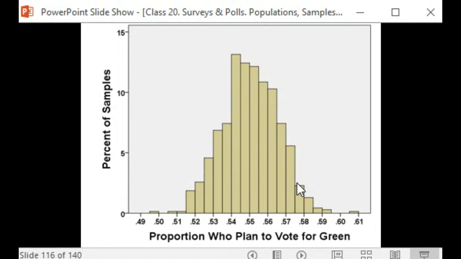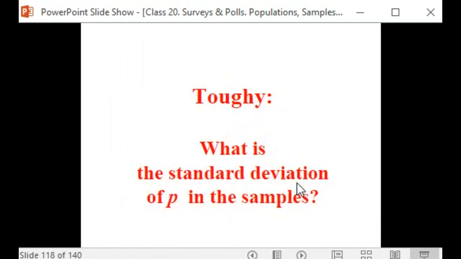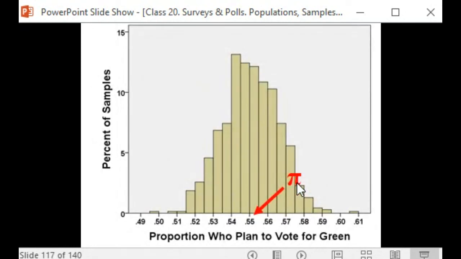The answer is there are definitely a lot more samples. Let's go back. True or false? Yes, it's true. There were more samples whose value of p was close to pi than there were samples whose values of p were far from pi. And we can see in the middle, where all the tall bars are, those are samples whose value of p was 0.54, 0.55, and those are really tall bars. So there are lots of samples whose value of p is close to pi. But if we look to the right side or to the left side, we see that there are very few samples whose value of p is far away from pi.